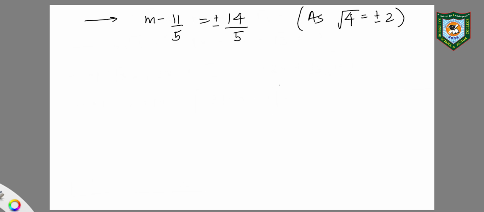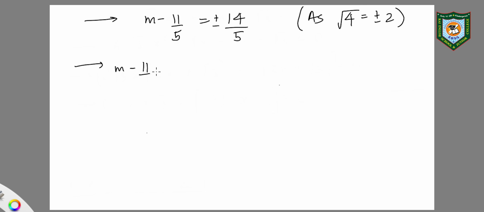So I have m minus 11 by 5. Under root 196 is 14 and under root 25 is 5. And remember, we need to make sure that I have a plus minus sign, because as we learned in our previous sections, under root 4 is equal to plus minus 2. So whenever I take the under root of something, I get two values, one of them positive and the other negative.